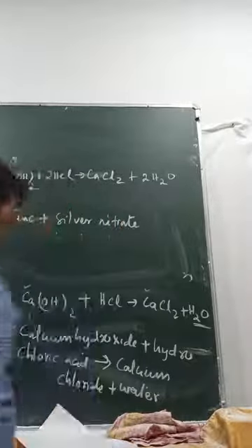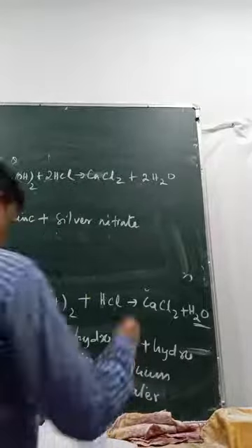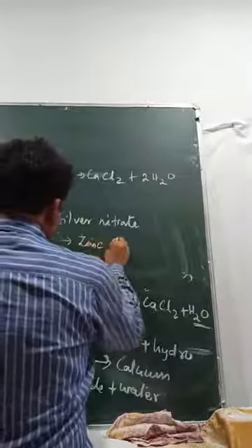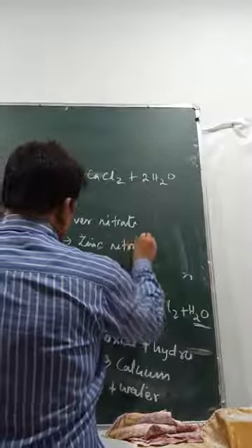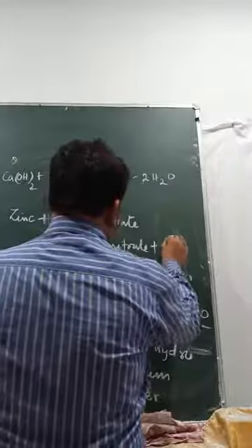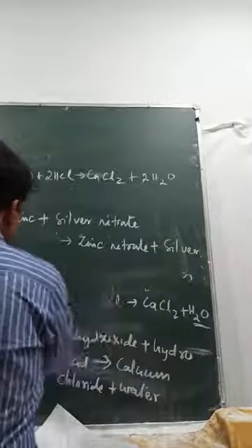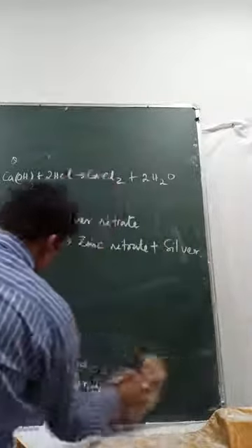Zinc plus silver nitrate gives you zinc nitrate plus silver. Okay. How to write its equation? This is the word equation given to us.